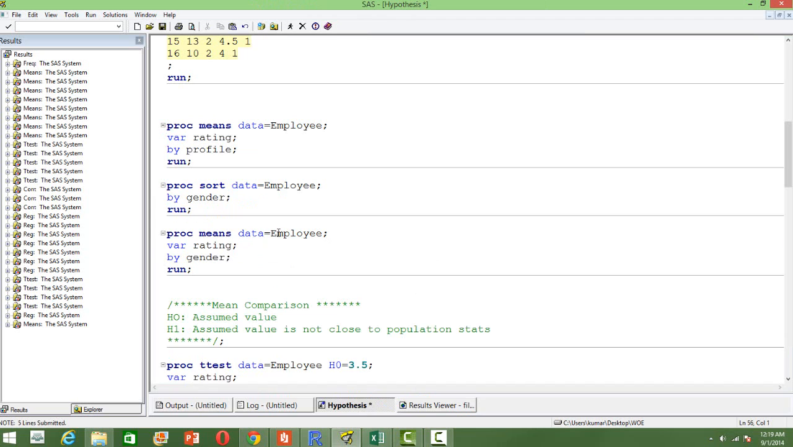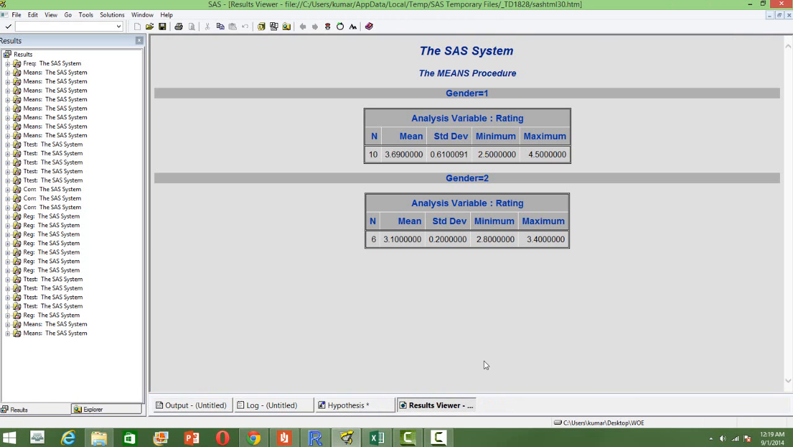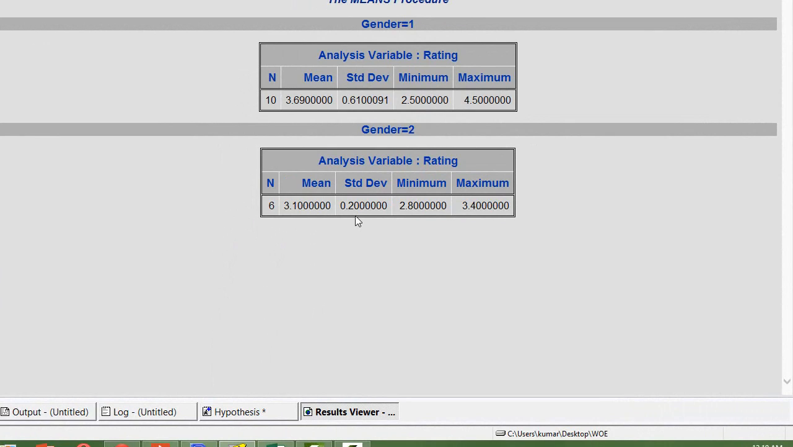Okay. So next we will see how the average rating is with respect to gender. So for female it's 3.69, for male it's 3.1. The standard deviation is 0.61 in the case of female. It is 0.2 in the case of male. And again, we cannot conclude anything. And similarly, we can also form 2 more hypotheses over here, the way we have done in the previous case.